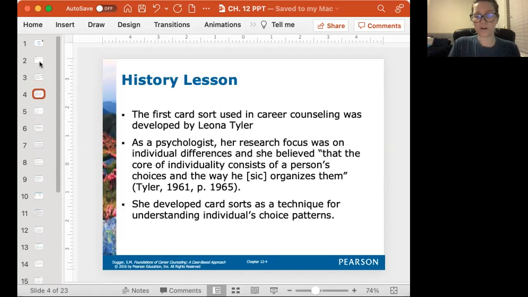So the first card sort was used by Leona Tyler. As a psychologist, her focus was on individual differences that she considered the core of individuality. And being that the choices that make up individuals made them unique, she wanted to use a card sort technique to help them identify what made them uniquely themselves, what lent to their individual choice patterns, so she could better guide them in their careers and their career decision making.